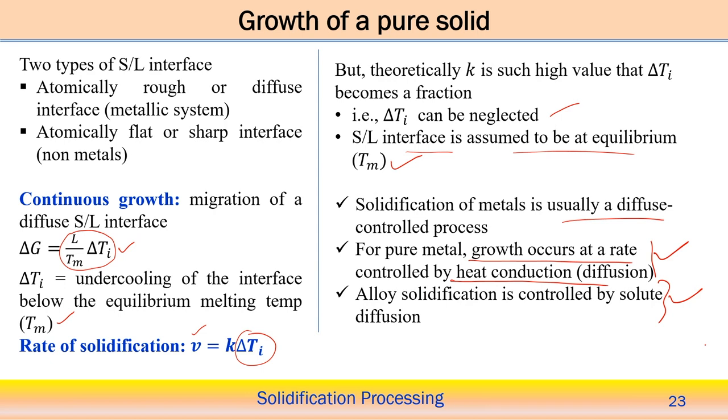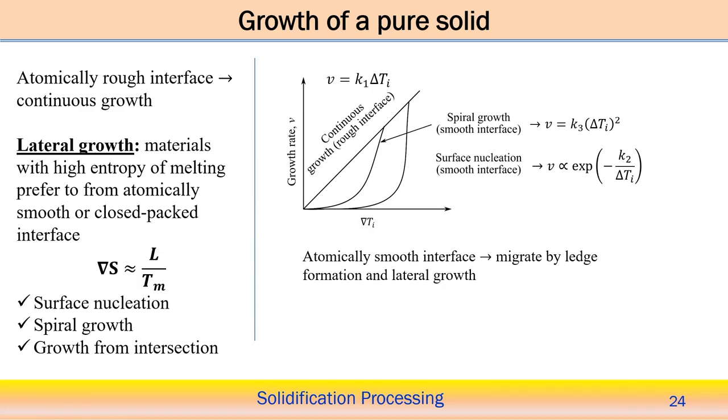One by one we will discuss the pure metal and the way solidification stability exists, as well as the stability in the alloy system, and how stability depends on the solute concentration in a binary alloy system. We will discuss both here. Metals are associated with the atomically rough interface, so we can expect a continuous growth of the diffuse surface, moving with a certain velocity.